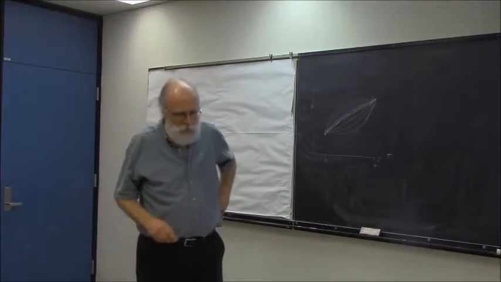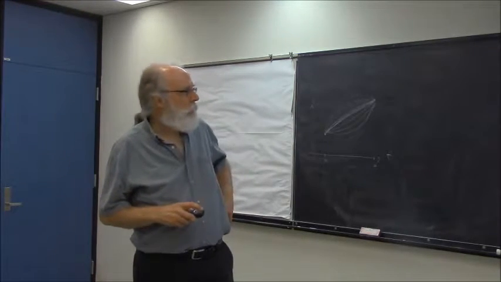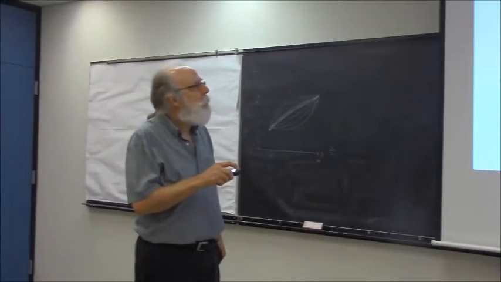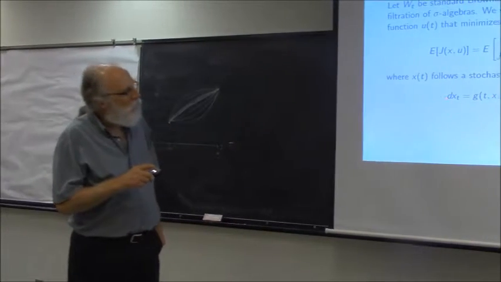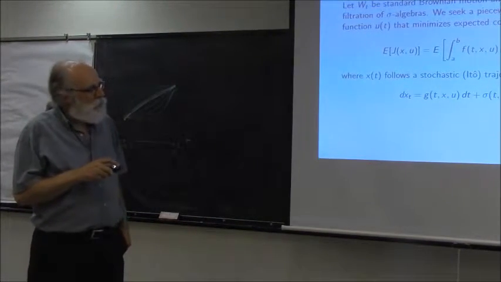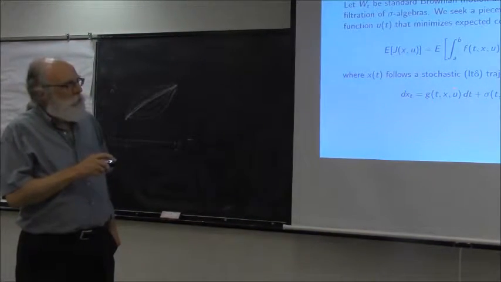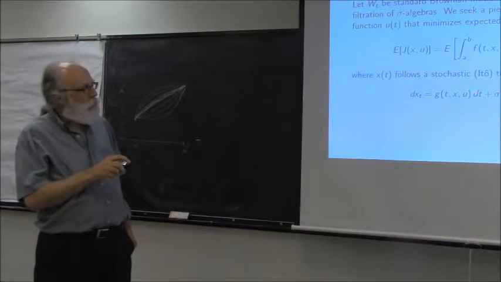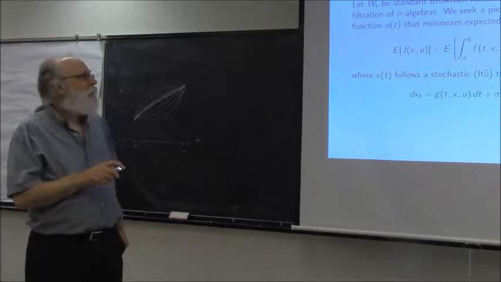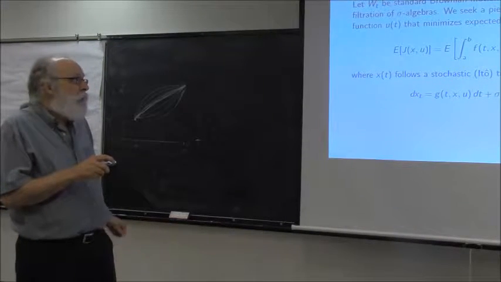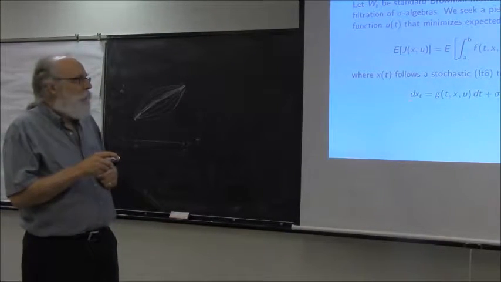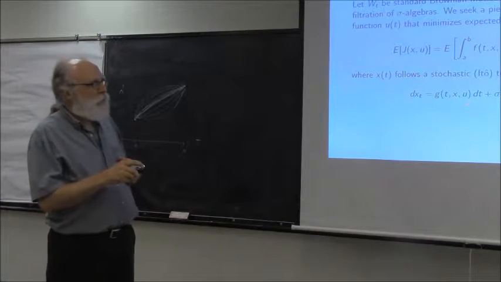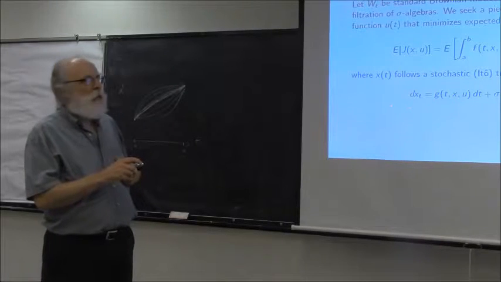Well, we might do the same thing, and actually let me jump to this part here. Before, we had that the derivative of x should be given by some function of the time, the position, and the control. And here we're doing the same thing. This differential form is saying the derivative with respect to time should be given by the control.